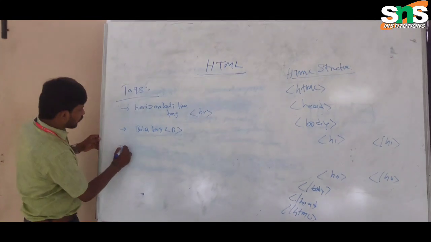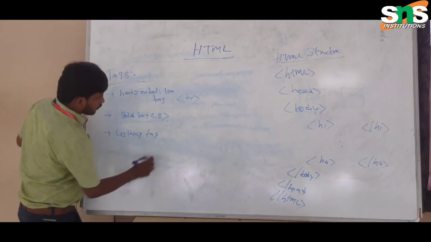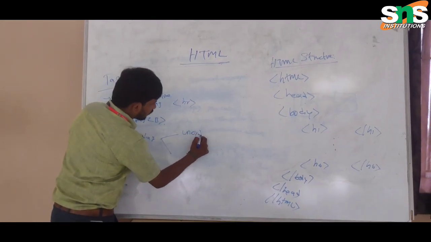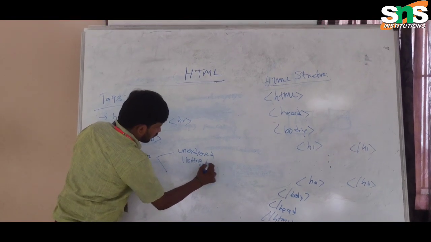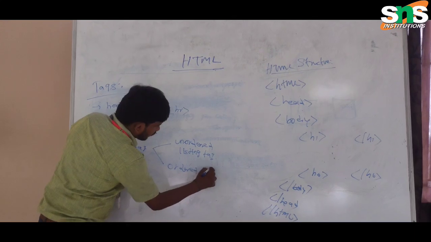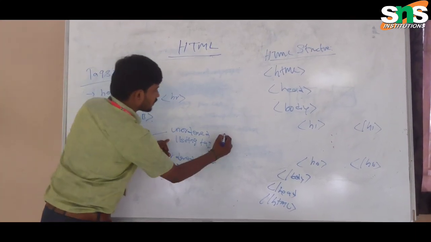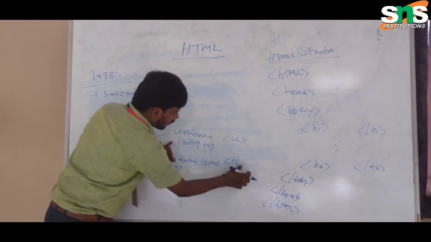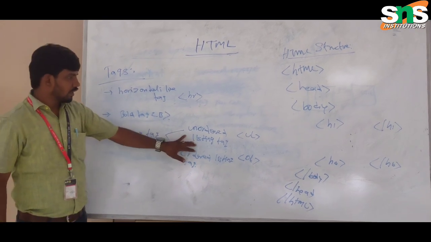Now we are going to see the listing tag. In the listing tag we have two different types. One is the unordered listing tag. The second one is the ordered listing tag. We mention them as UL and OL. It is all small letters. So the first one we want to see is the unordered listing tag.